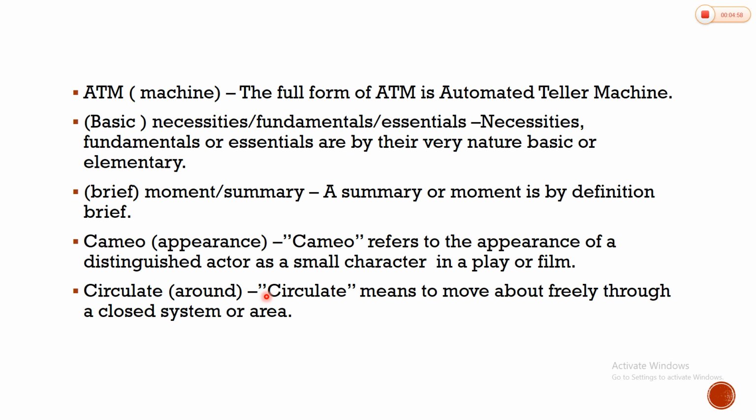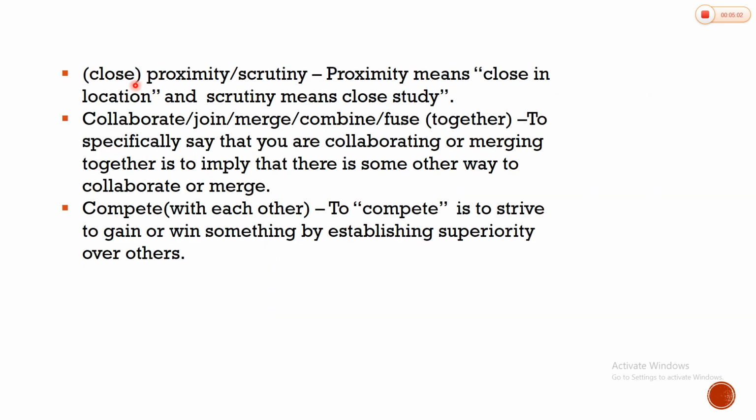Okay, now let's move on to the next part. Close. The word in the bracket is close, and we have the word proximity and scrutiny. It means we are not required to use the word close with the word proximity or scrutiny, because proximity means close in location and scrutiny means close study. So these two words themselves contain the word close, so you're not allowed to use the word close with the word proximity or scrutiny.